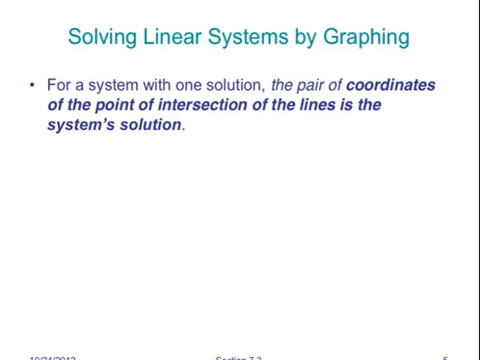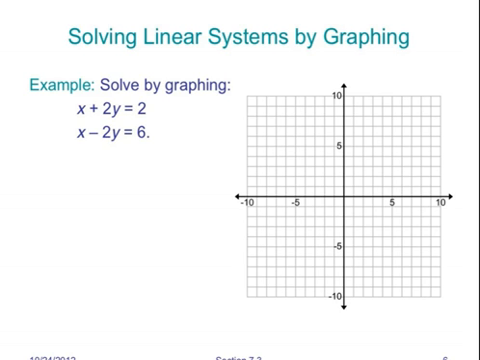For a system with one solution, the pair of coordinates of the point of intersection of the lines is the system's solution, which is exactly what I've been saying. Before, I gave you a system and I said, is this point a solution to the system? Now I'm going to ask you to come up with the point.